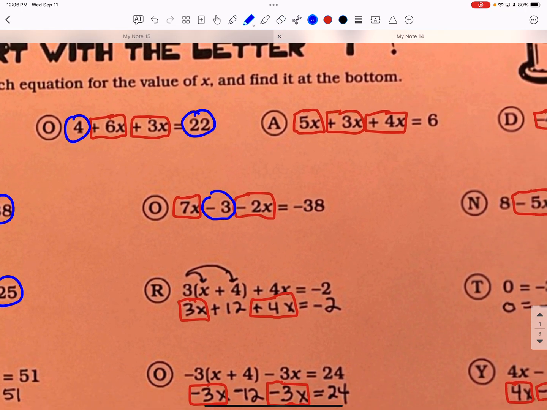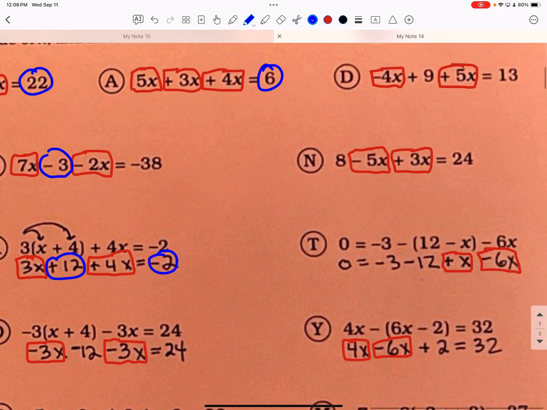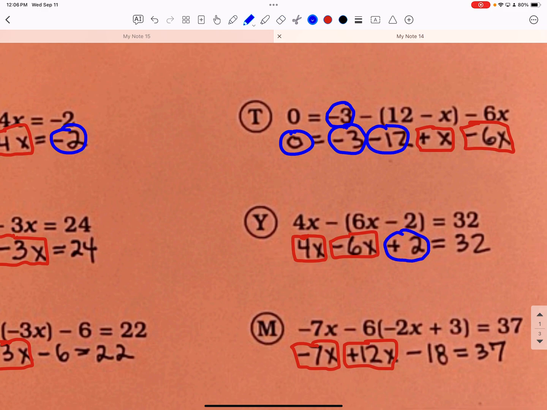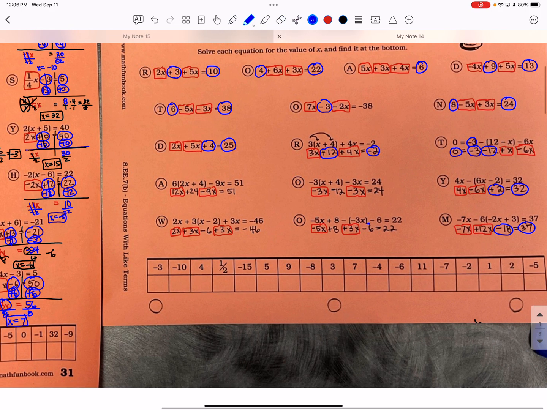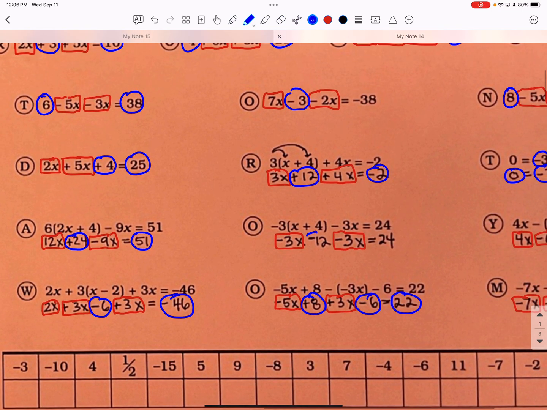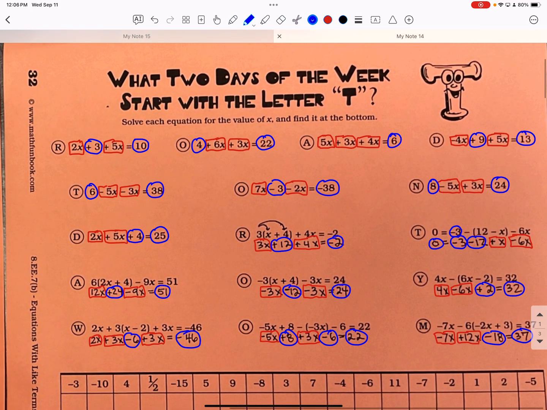And include the symbols. 6, positive, negative 2, positive 9, 13, 24, 8, negative 3, negative 12, 0, positive 2, 32, 18, 37. Okay, negative 6, 22, positive 8, negative 46, negative 6, positive 24, 51. Negative 12, 24, 30, negative 38. Okay, so hopefully this makes sense to you, right?